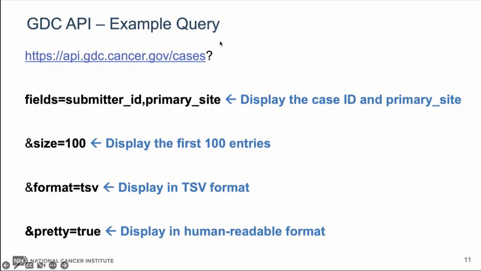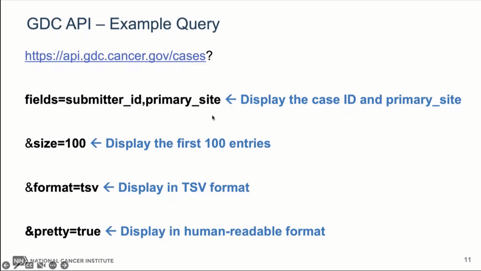So as an example query here, this would normally be on one line if you were looking at it on the command line or in a browser, but it's broken up here for readability. So starting off, we have the main API URL followed by the cases endpoint. And this means all the entries that you get out of this are going to be one case. So the first thing we're going to do is specify the fields. The submitter ID, and the primary site.